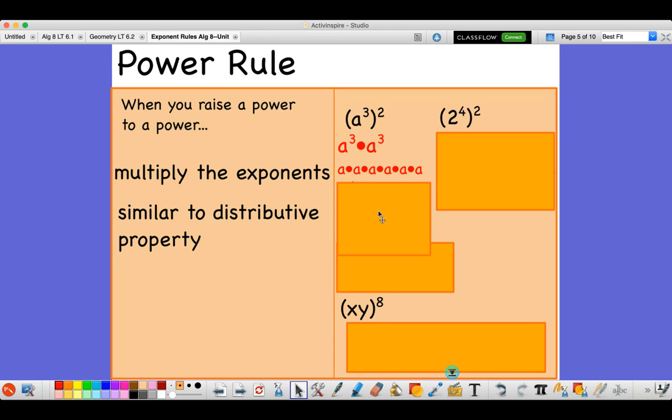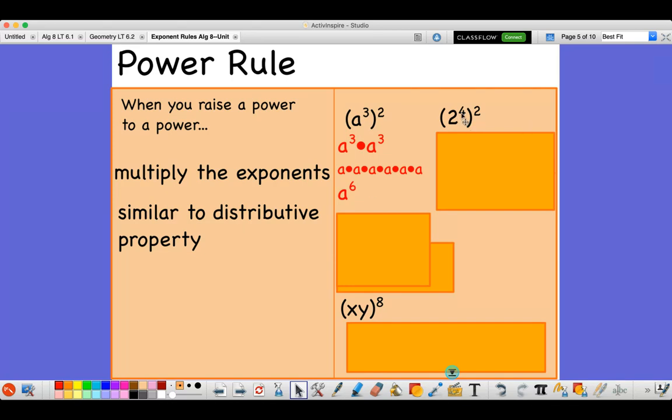And then if I were to expand that, I would have 3 a's for the first one and 3 a's for the second. So 6 a's altogether. And so you get a to the sixth. You can also see this by 3 times 2 is 6. So that's what our rule tells us, that we are just multiplying those exponents.